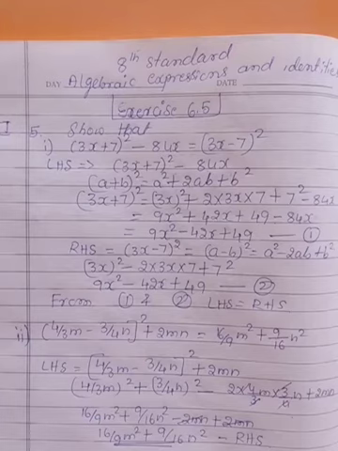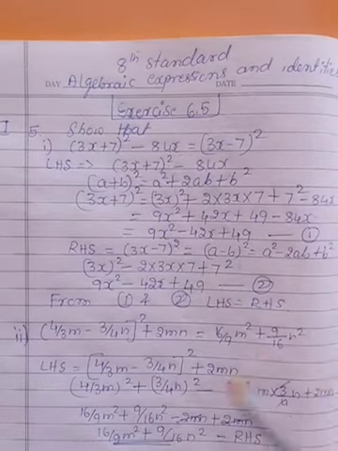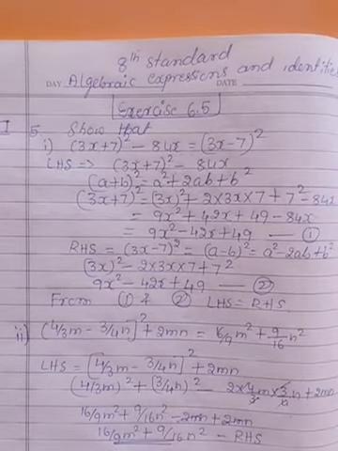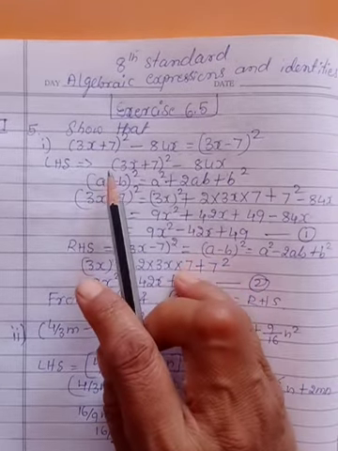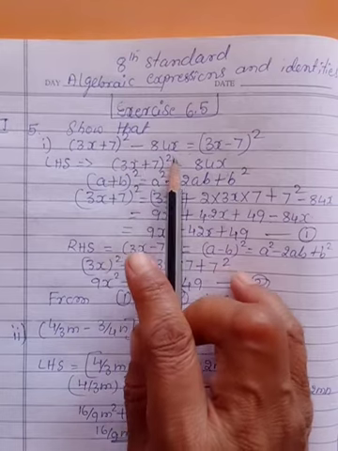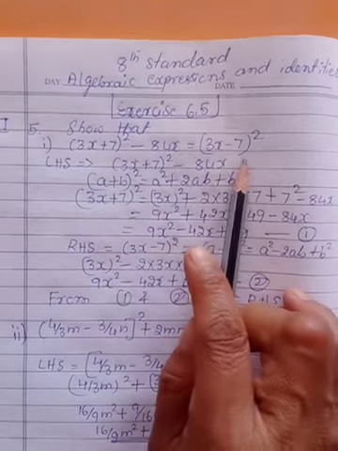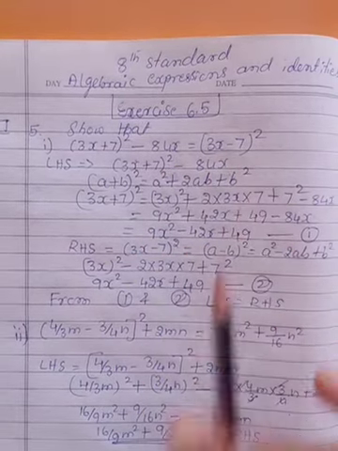Good morning, children. In the last class, we discussed a few problems of exercise 6.5. Today, let us discuss the remaining problems. The first one is (3x + 7)² − 84x = (3x − 7)². This is the thing you have to prove.